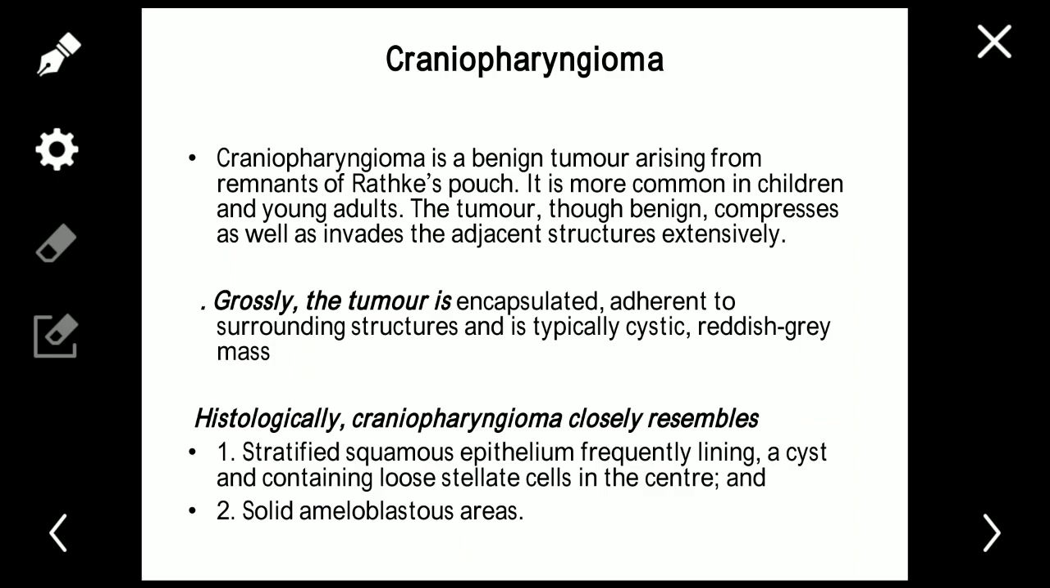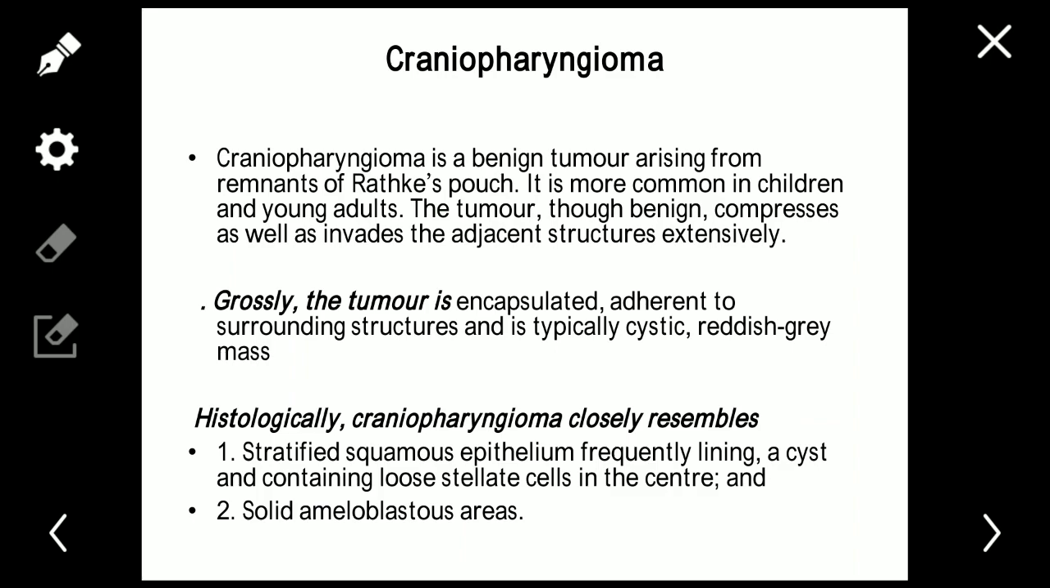The next tumor of the pituitary gland is called craniopharyngioma. Craniopharyngioma is a benign tumor arising from remnants of Rathke's pouch. It is more common in children and young adults. The tumor, though benign, compresses as well as invades the adjacent structures extensively.